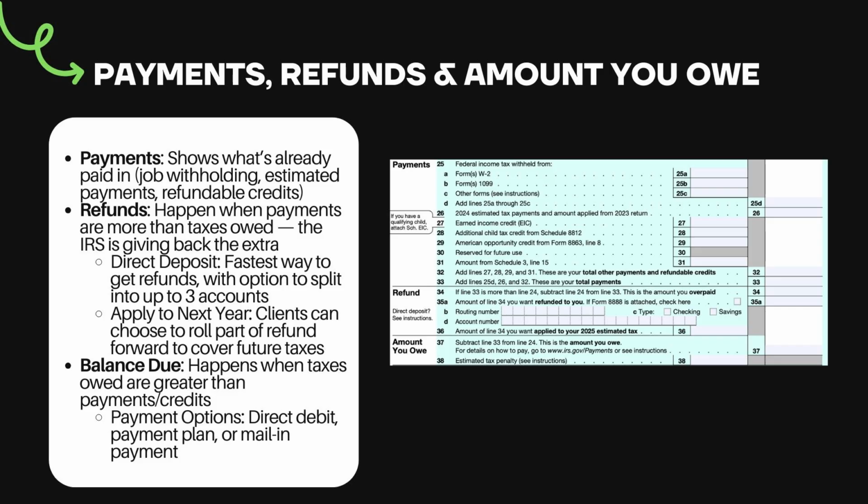Then we move to the amount owed. If the client's payments are less than the tax owed, this line will show a balance due. It's not the end of the world. The IRS gives several options: pay in full, set up a payment plan, or mail in a payment. What's most important is paying attention to deadlines, because interest and penalties can start adding up quickly if it's ignored.